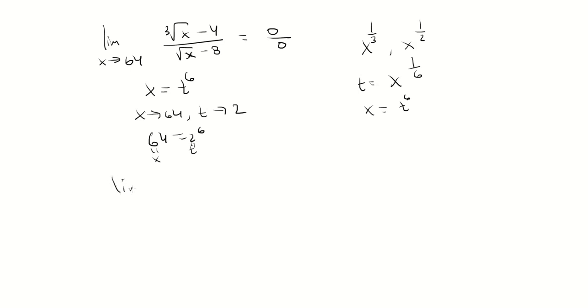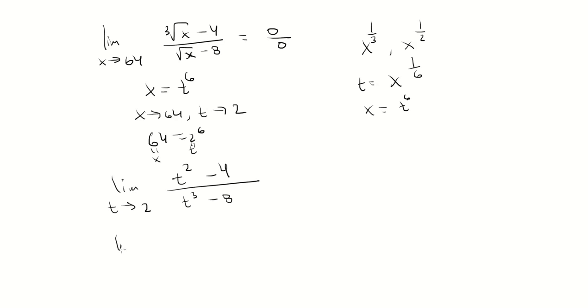Alright, so then we have the limit as t approaches 2. The cube root of x is just t to the 2nd power, because when you take the cube root of both sides, you do 6 divided by 3, which is 2. And then the square root will be t cubed.